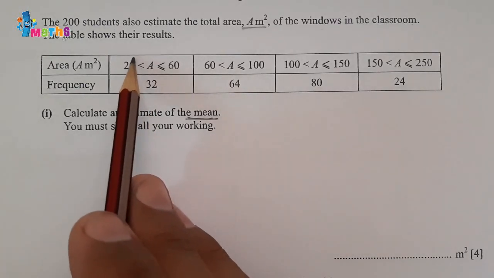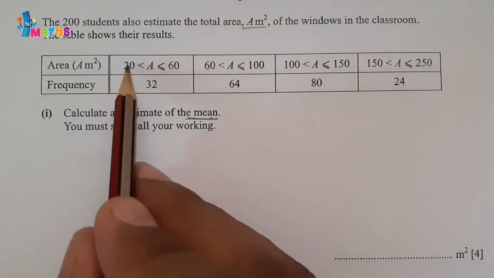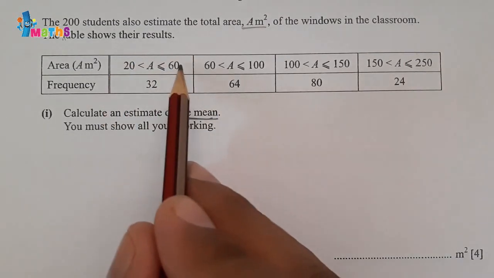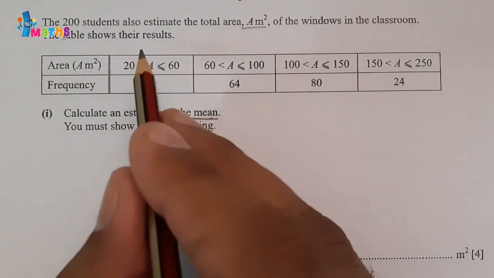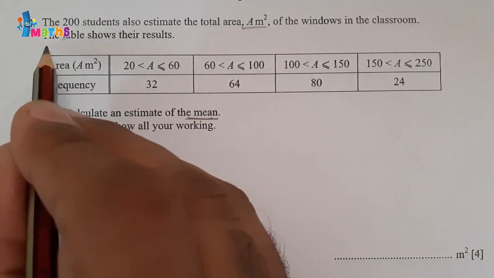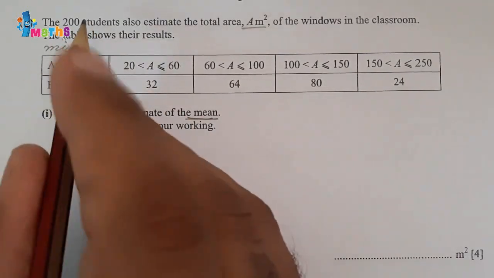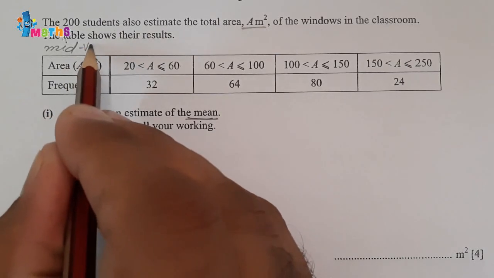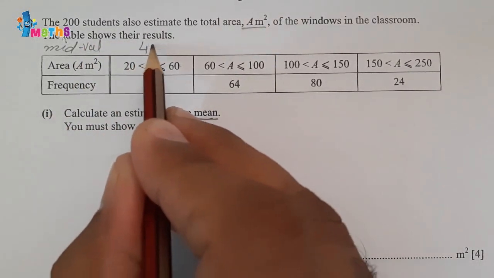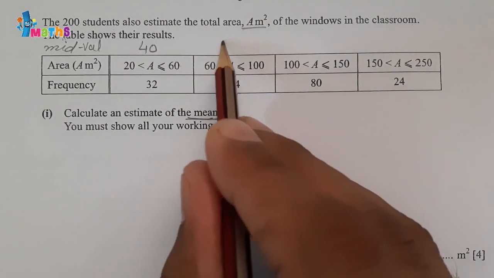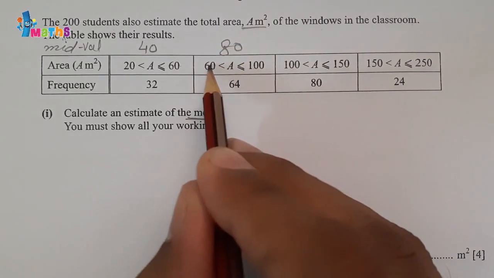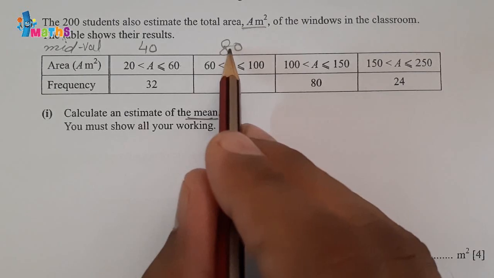So first of all, we will calculate the midpoints of this range. For example, this will be 20 plus 60 divided by 2. So 20 plus 60 divided by 2 will be 40. So midpoint, we can write here mid value. Mid value will be 40 for this one. Similarly, if we calculate mid value of 60 and 100, we will get 80. Similarly, we have to add 60 plus 100 divided by 2, we will get 80.